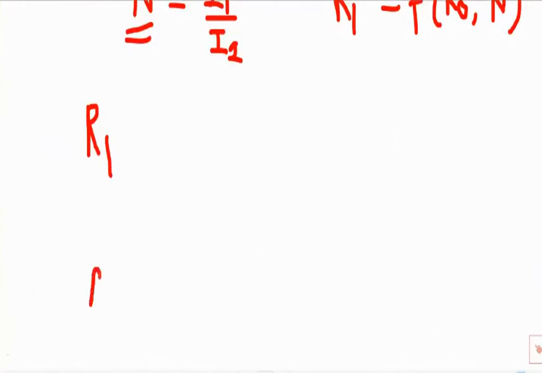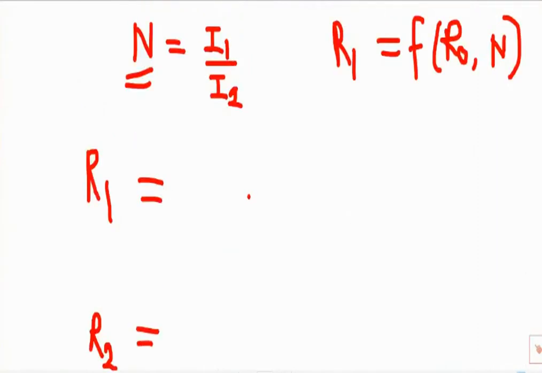Similarly, you will get the formula for R2. By solving the derivation, you will get the formulas for R1 and R2. But our question is the design of the T attenuator. For designing, you must know the R1 and R2 formulas.